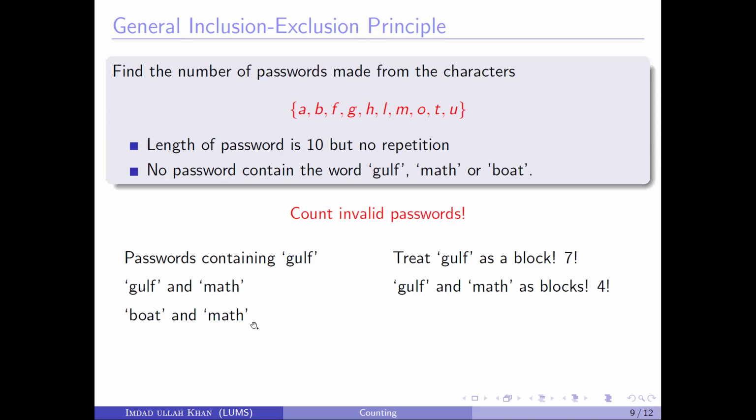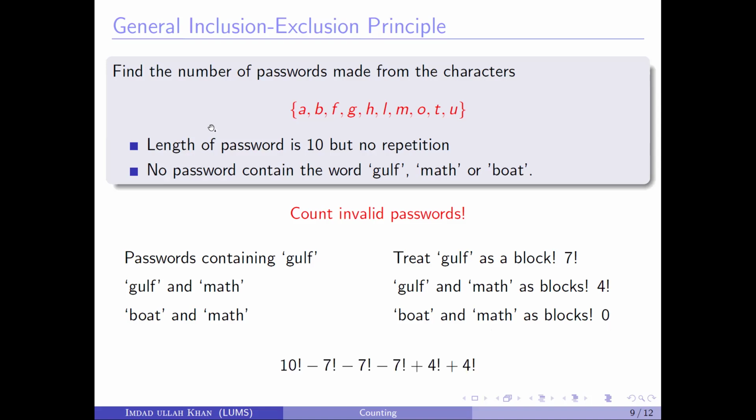What about boat and math? Treat boat and math as blocks, as we did in the case of golf and math. Take a pause, try to figure out how many passwords will contain both boat and math together. If you have figured it out, you might have already observed that character A is part of both boat and math, which is not allowed. There is no repetition in the password, so we can't generate any password which will contain both boat and math together. So their count is 0.